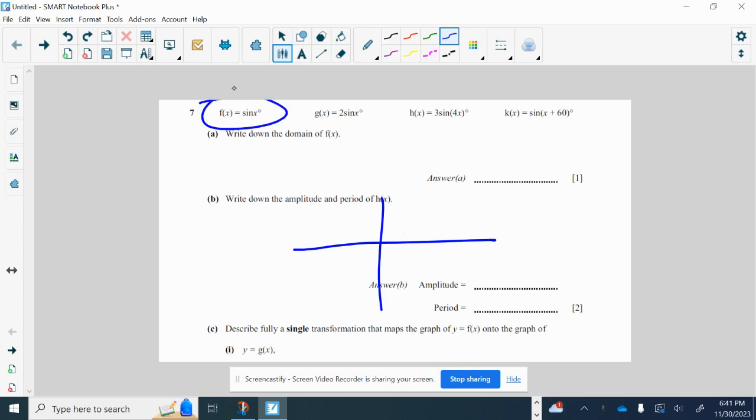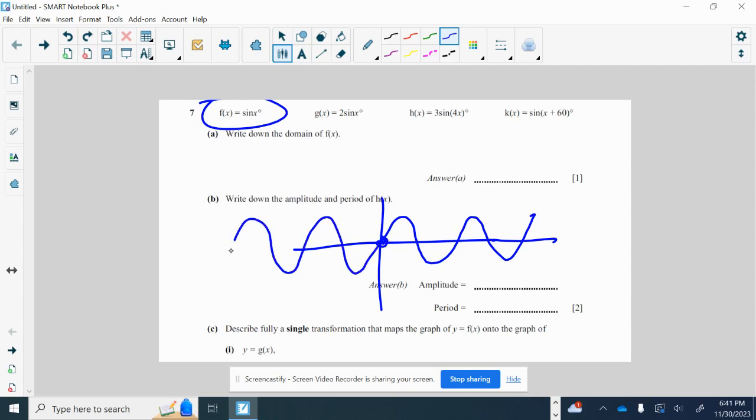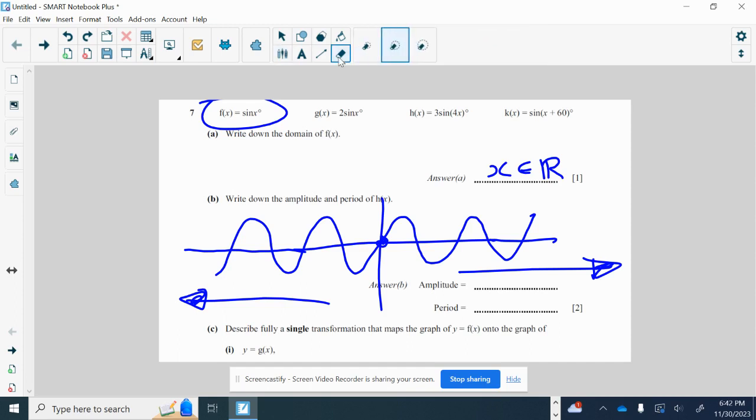So f of x is this: sine x. You need to know this. You need to memorize what these graphs look like. It starts from here and just keeps oscillating like that, and it goes the other way as well. So the domain is the valid values of x. Well, they go on forever and ever that way and that way. It's valid for an infinite distance to the right and to the left. In other words, it's valid for all real numbers of x, and we write it like that. So the domain is valid for all real values of x.